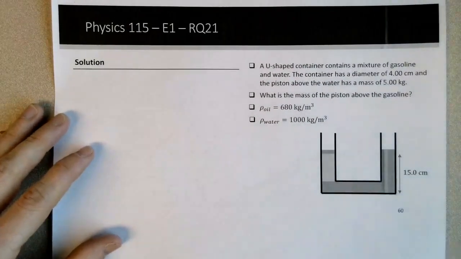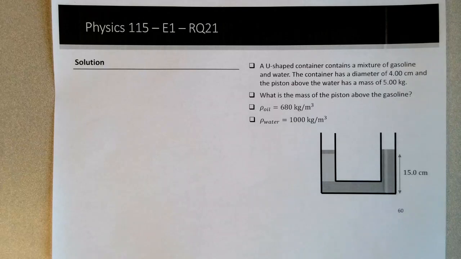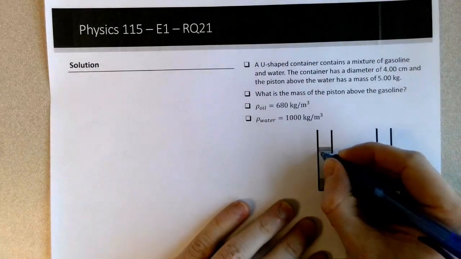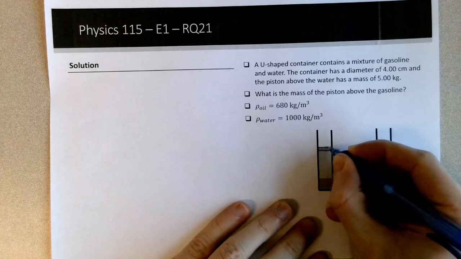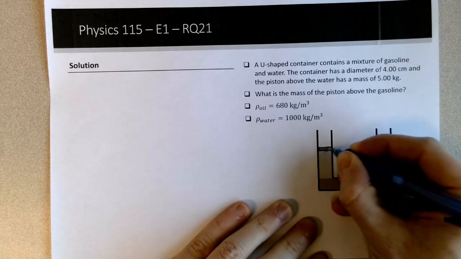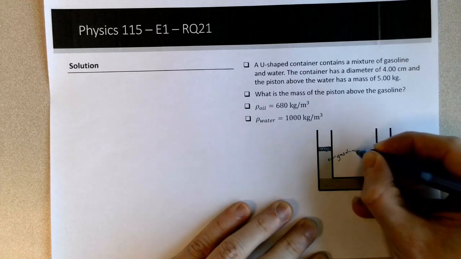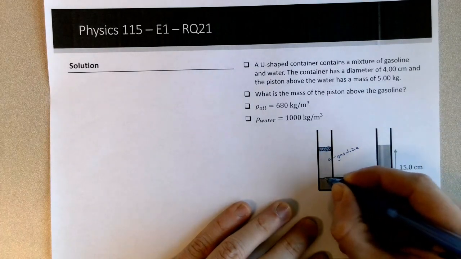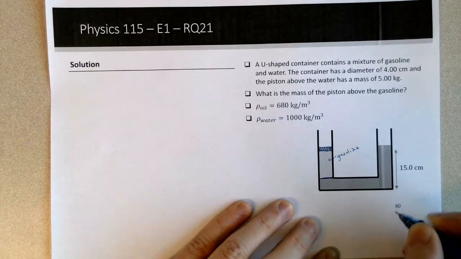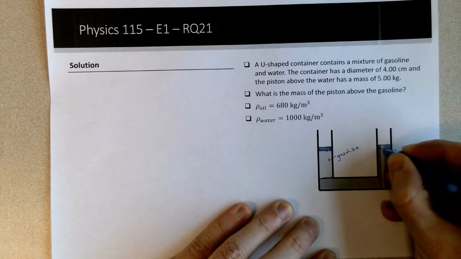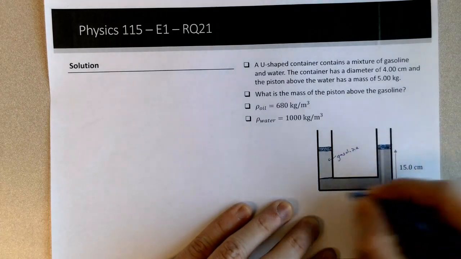Okay, so in question 21, looks like we've got a hydrostatic fluid question. We've got a U-shaped container containing a mixture of gasoline and water. Sorry with the printing here, anything confusing. There's a piston here on top of the gasoline, this is gasoline. This is the cutoff at the bottom of the gasoline and the top of the water. There's also a piston here on top of the water, and the rest then is water.